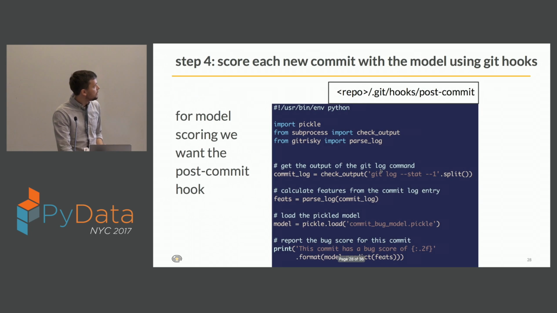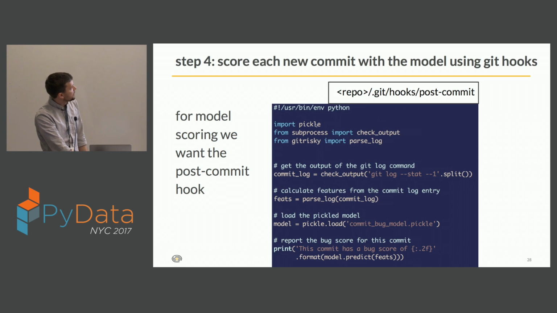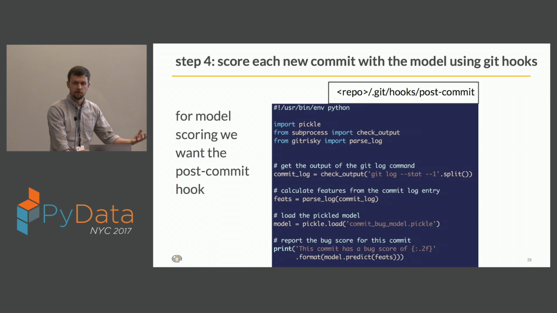So what you can do is make a simple little Python script and put it in your project's .git/hooks in a file called post-commit, and this file will run every time you make a new commit. You can pull in a few packages and check the output of your latest git log call. The -1 means only tell me about the most recent commit. Do whatever feature parsing you did in the first place to generate your model, load up your pickled model, and predict on the features of your most recent commit.